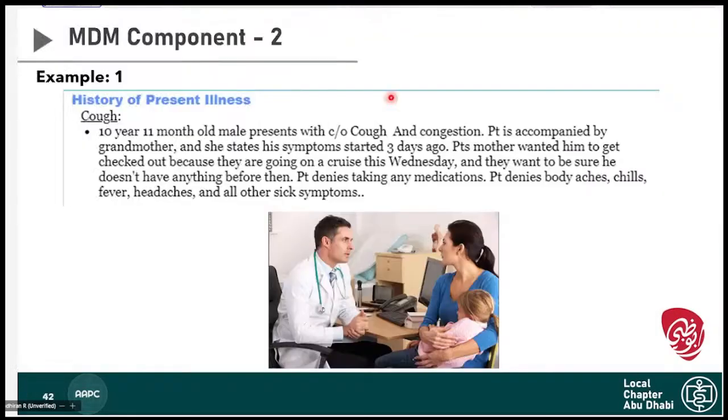Here we have the example. A 10-year, 11-month-old male patient presents with complaints of cough and congestion. Patient is accompanied by grandmother and she states his symptoms started 3 days ago. Patient's mother wanted him to get checked out because they are going on a cruise this Wednesday. So here the history is provided by the grandmother. Then we can consider the 10 years old as a developmental stage.